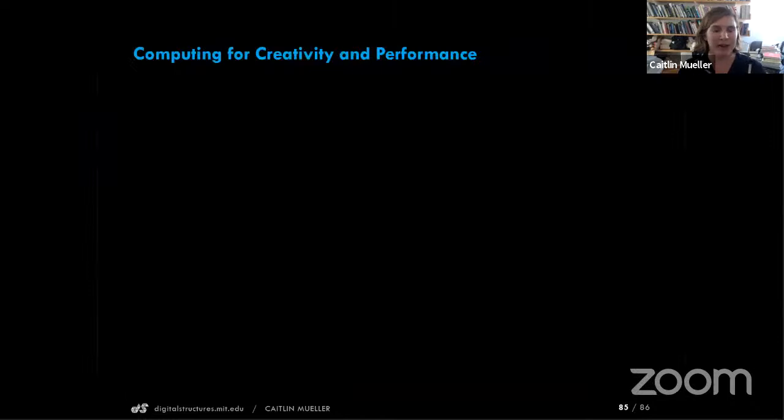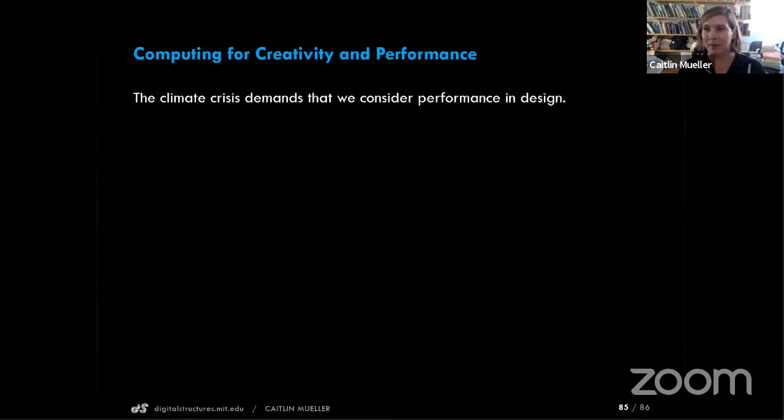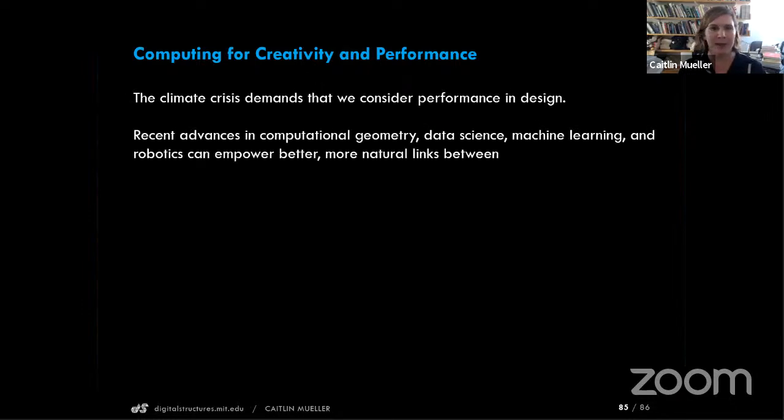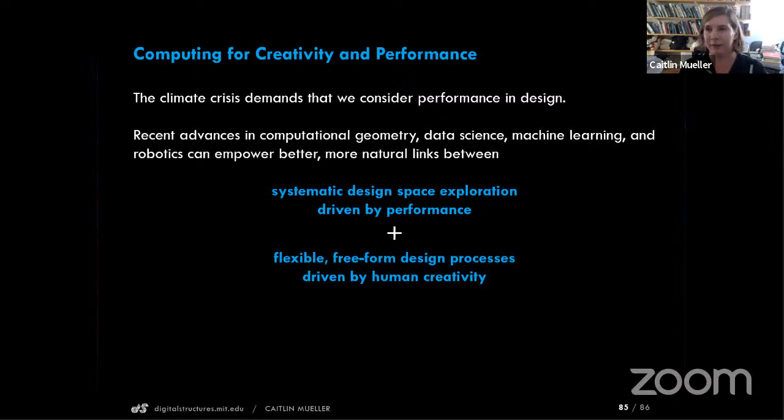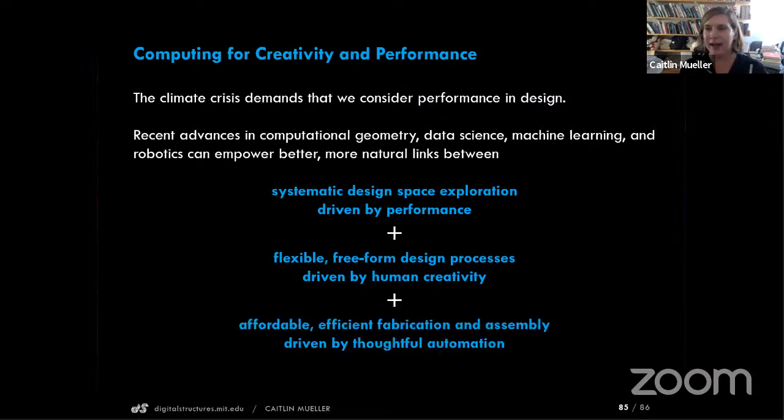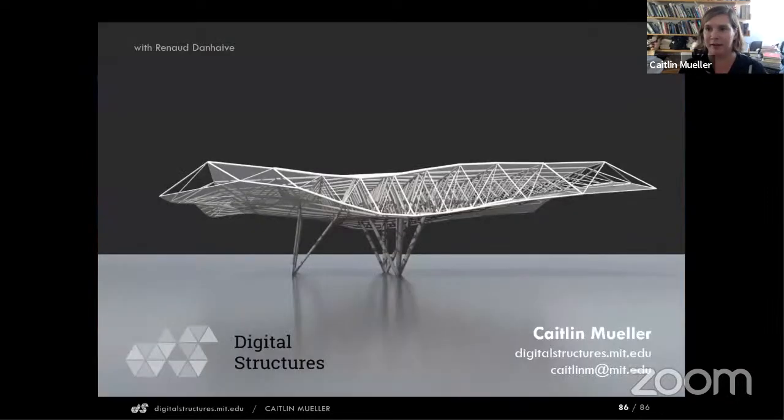So to conclude, I hope you're convinced that computing is a wonderful way to explore both creativity and performance in architectural design. We need to consider performance, but we also need to do so in a way that is respectful of design processes so that people will really use these methods. So we think this balance between systematic design space exploration, free and flexible creative processes, and economical digital fabrication processes can combine to really enable a more sustainable future for our built environment.